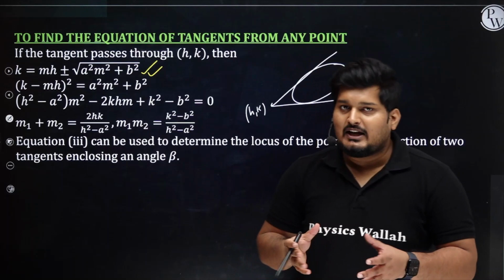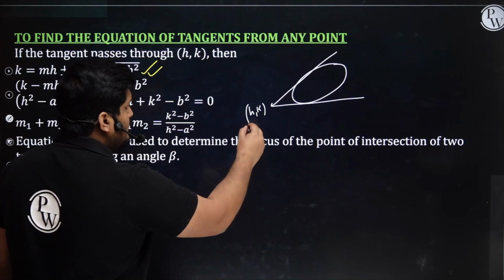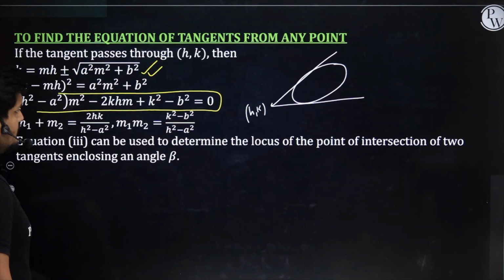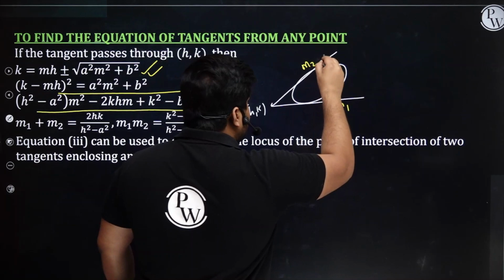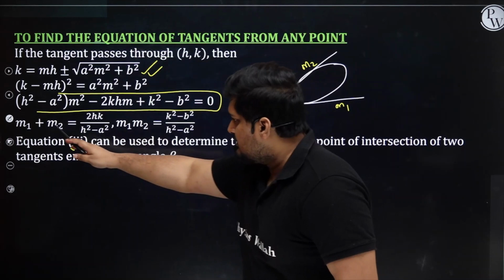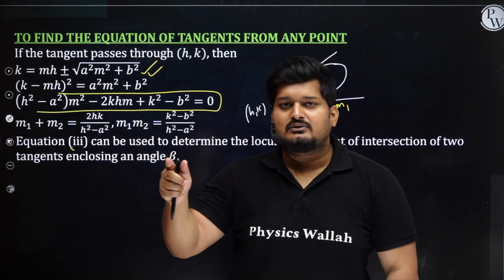So when you pass it through any random point h comma k, where h comma k is the point of intersection, then what happens? We get a quadratic in slope m here. So obviously there are two tangents possible, m1, m2. The quadratic in slope m that we have got will have two roots, m1 and m2. So from this quadratic, we can find the sum of slopes and the product of slopes.